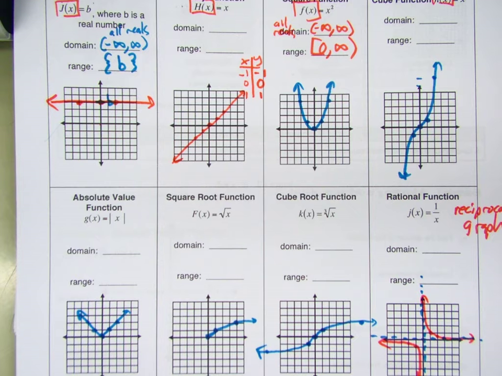But this implies that you hit zero. We're actually skipping one. So you have two separate numbers for the domain, separate sets.